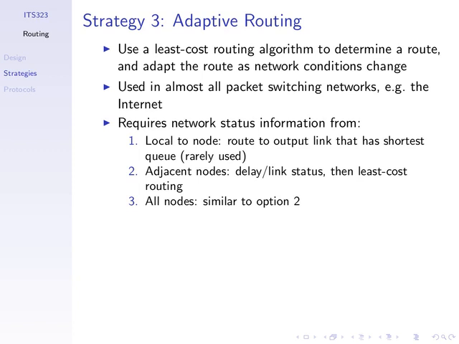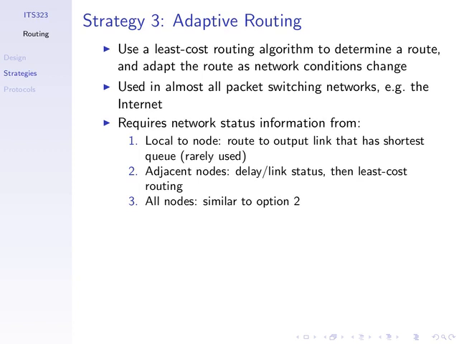Strategy three, use fixed routing except allow updates of the routing tables. That is, put this into an iterative process. Learn about the network, calculate least cost paths, store in routing table, learn new information about the network, recalculate least cost paths, update the routing tables. Keep doing this over time. Adapt those routing tables. Because over time, the network status changes. The delay across links changes, the throughput of links changes, the congestion at different nodes changes, and therefore the least cost paths may change.